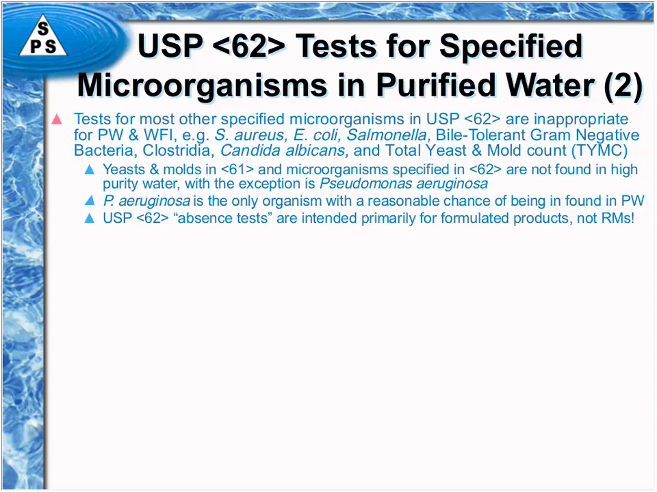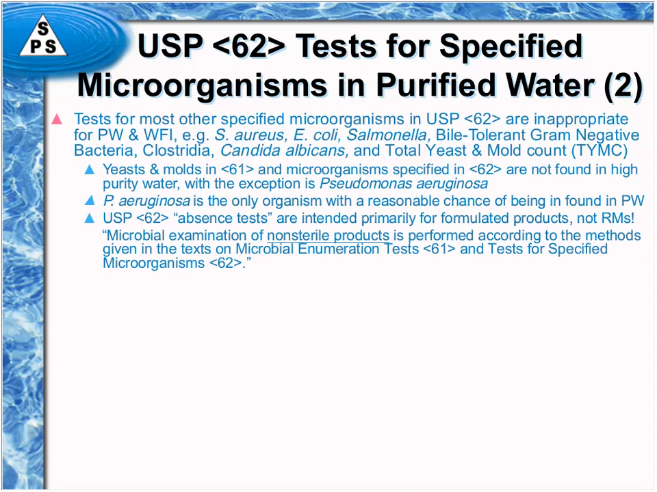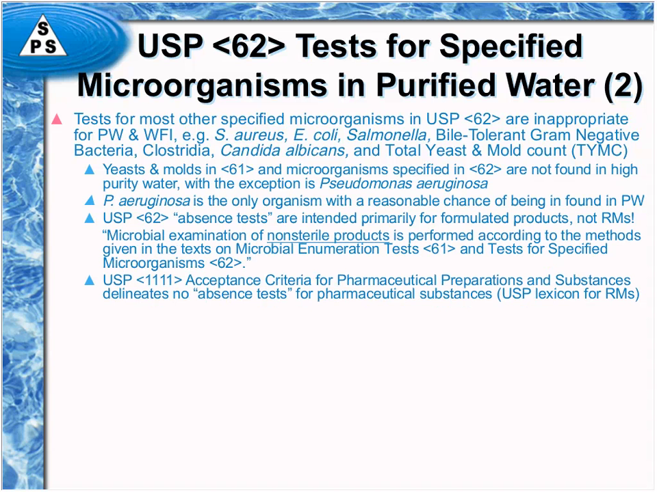But remember that these Chapter 62 absence tests that we're talking about are primarily intended for product testing, not raw material testing. If you actually read the chapter, it says the microbial examination of non-sterile products is performed according to the methods, and so on. Products. That doesn't say non-sterile raw materials. It says products. Now, that's not to say that it can't be applied to raw materials, but it is certainly not required to be applied to raw materials.